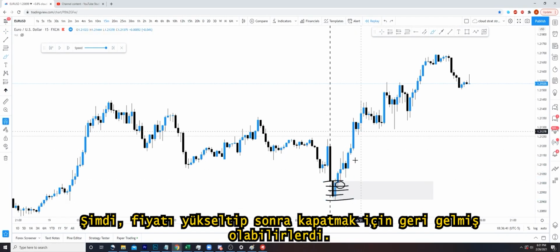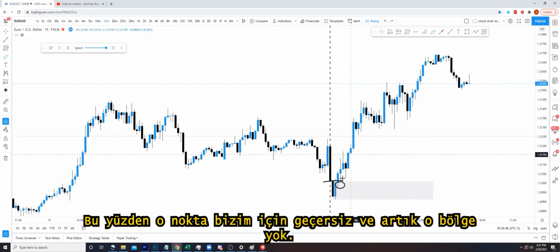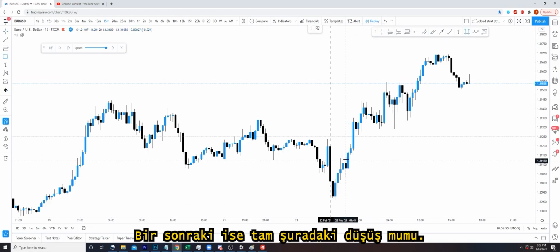And that was when they closed it. Now, they could have moved it higher and then come to close it later, but in this case, they closed it here, so that point is invalid for us, and that one does not exist. Now, the next one is this down candle right here.